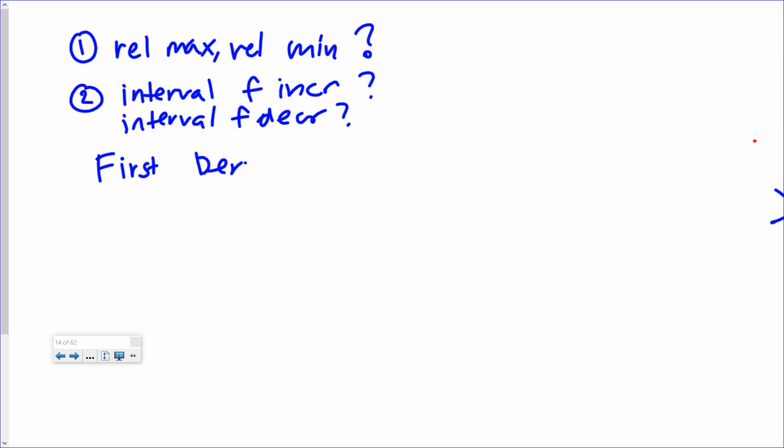Now, if they ask you for what is your absolute maximum, what is your absolute minimum, what test are you going to use? Your candidates test. Does that make sense? That's the candidates test. We just did that one, okay? Don't get that confused with the first derivatives test, which answers these other questions.